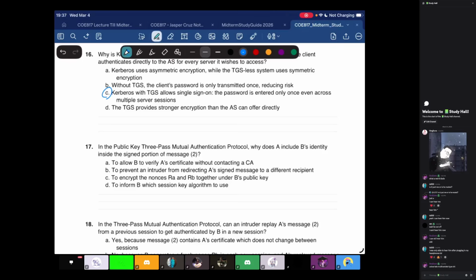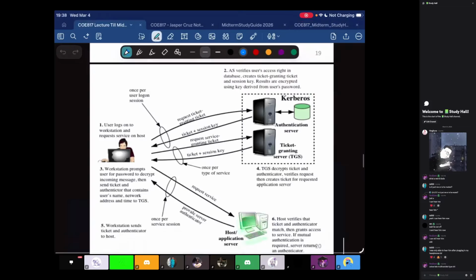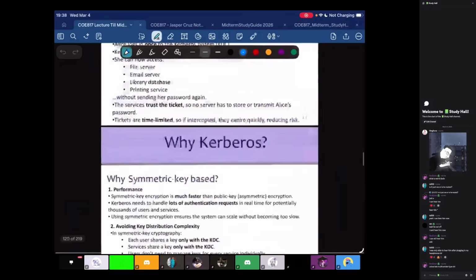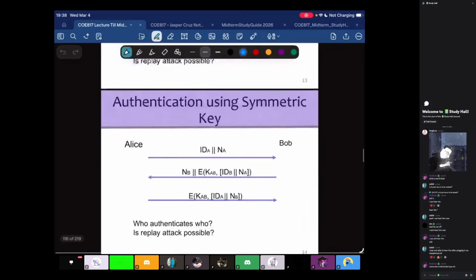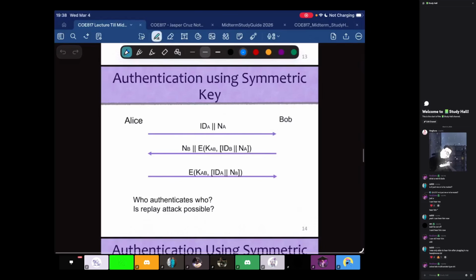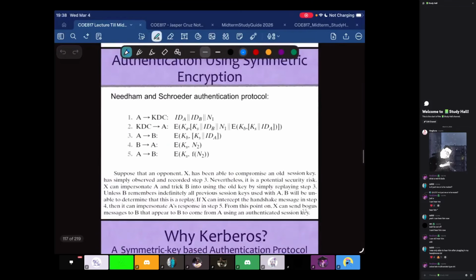Okay. The public key 3-pass mutual authentication protocol. Why does A include B's identity inside the signed portion of message 2? This is relating to a diagram, I believe. It's up here somewhere. Okay, I'm not sure where that's referring to.